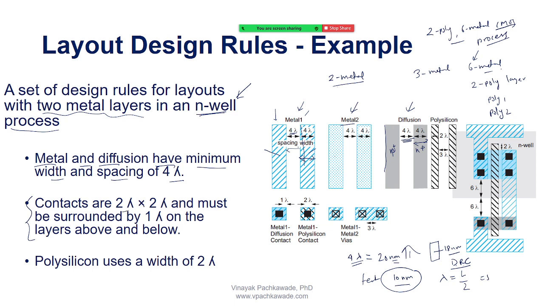So contacts are 2 by 2 lambda. These are the contacts, as you can see from this laser pointer. These are the black contacts. You see this is the 2 lambda, that is the width, and the height is 2 by 2, and it must be surrounded by an additional layer over at least 1 lambda. Here I am showing that the covering must be 1 lambda. So what is this picture showing? That is showing the contact between metal 1 and the diffusion.